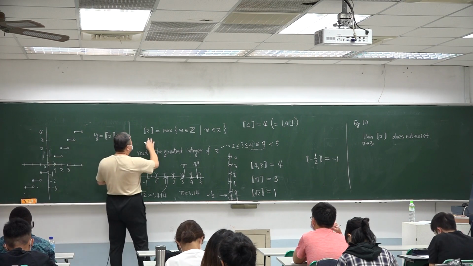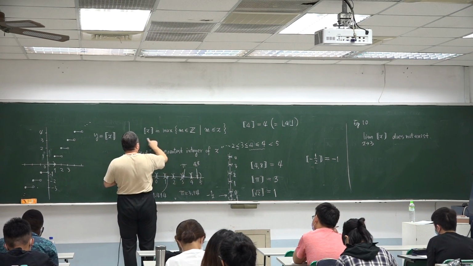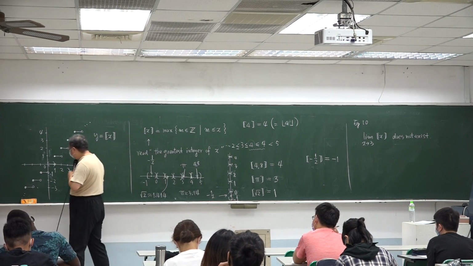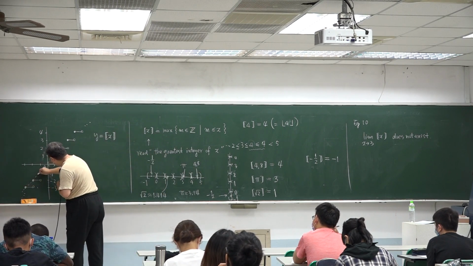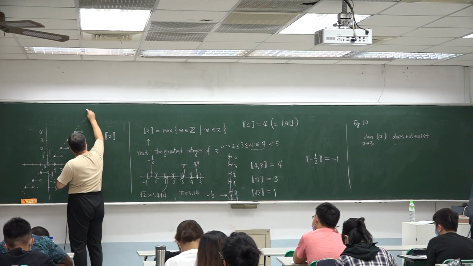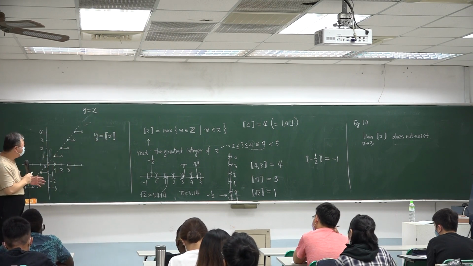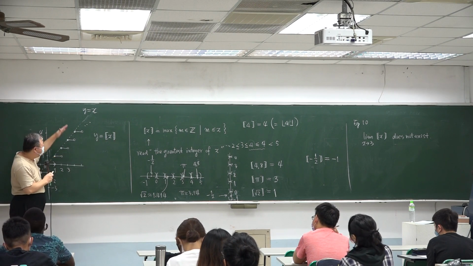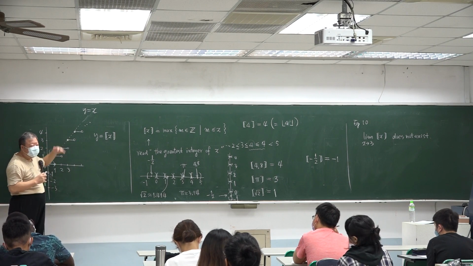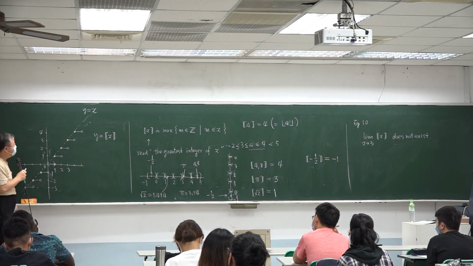Certainly, because the greatest integer of x is the maximum element in this set, it has this property. It's less than or equal to x. In fact, the graph of this one has to be below, maybe sometimes at the same height, but never exceeding y equals x.